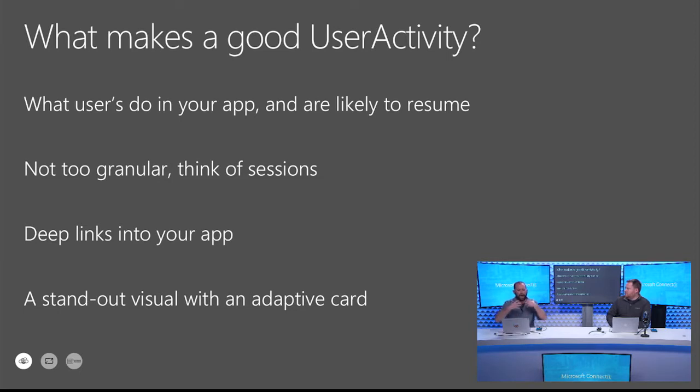They want something that's obvious to bring them back into something they were clearly doing in the app, and we have some examples of that later. It is a deep link. So it's not just going to launch the app, it's going to take you deeply into the app. Just like a notification can take you deeply into the app, a user activity can take you deeply into the app and really pick up the context of what they were doing. And like I said before, we'll show you in a little bit, adaptive cards are flexible enough to give it a super good looking visual so that it'll really entice people to come back in.